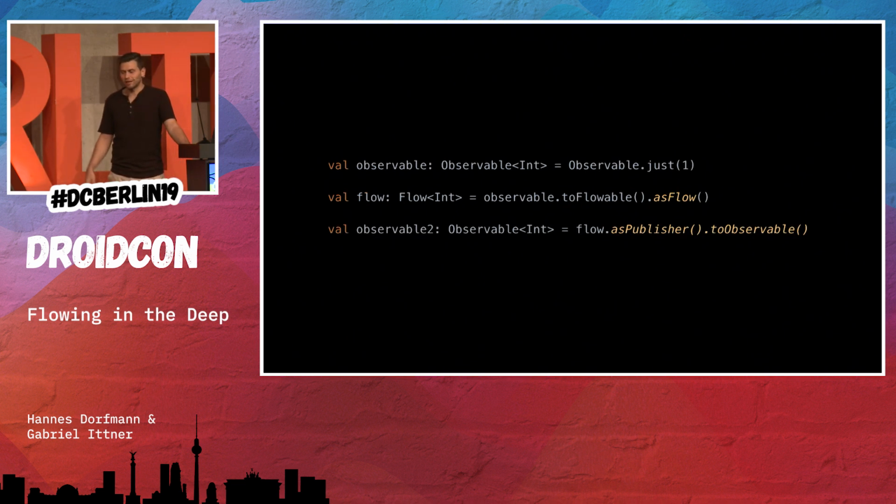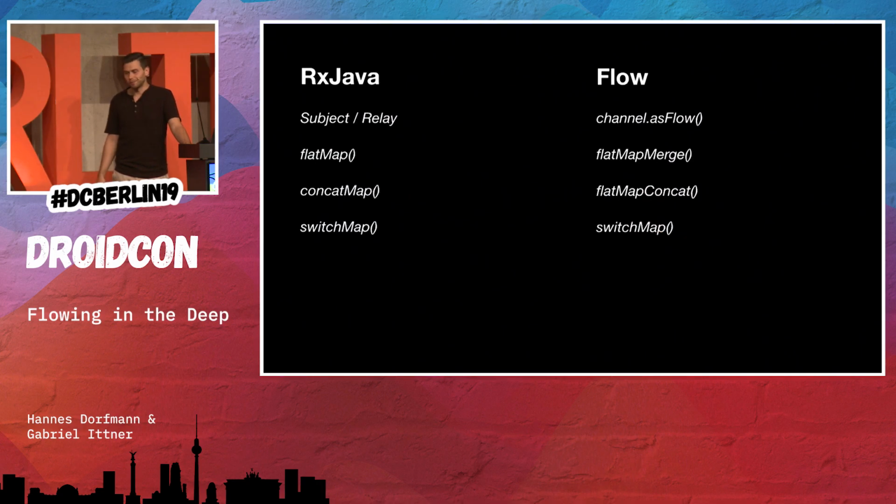you have to take one step in between, which is calling asPublisher, which transforms it to a Flowable from RxJava, which implements the Publisher interface, one of the reactive streams specification interfaces. And then you can call toObservable on it, which is part of the additional Flow to RxJava library. There are also a lot of operators that you are already familiar with if you're using RxJava. For instance, subjects are still there in the Flow library by using channels, or channel.asFlow to get a flow out of it.